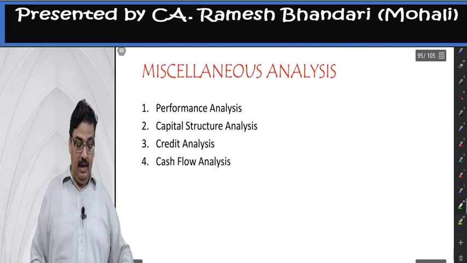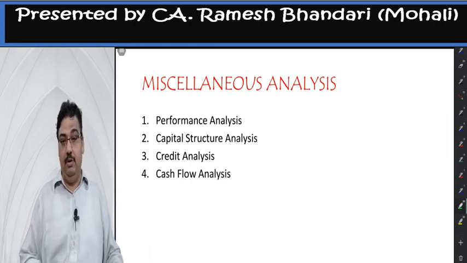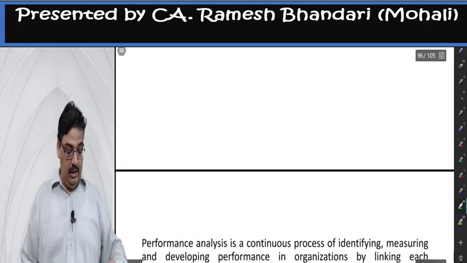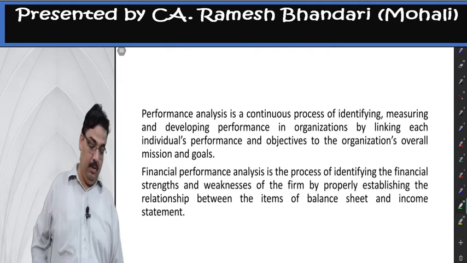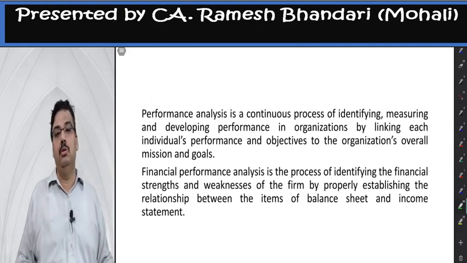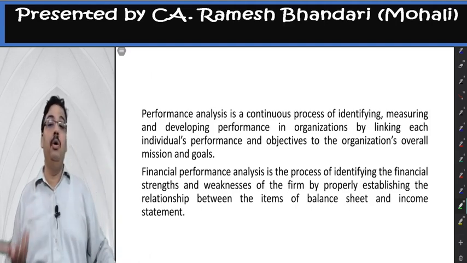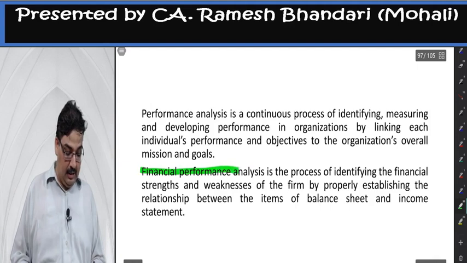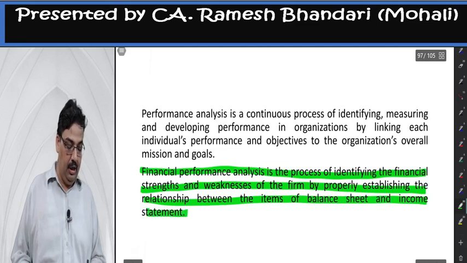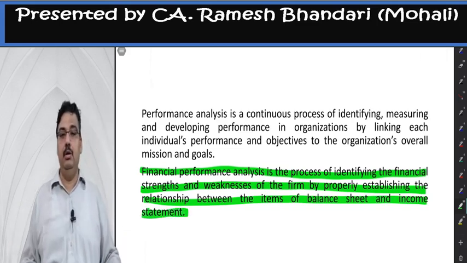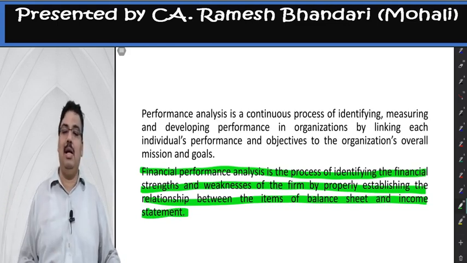Next, miscellaneous analysis. This is all what is written in your syllabus. That's why I have done 2-3 lines for each of these categories. Performance analysis: continuous process of identifying, measuring, developing performance in organization by linking individual performance to organization goals. So this is a general management concept. You're doing performance analysis of each and every activity relating it to organization goals. Financial performance analysis is the process of identifying financial strengths and weaknesses by establishing relation between items of balance sheet and income statement. It means you are doing ratio analysis basically. By doing that analysis, you are finding your entity's performance.